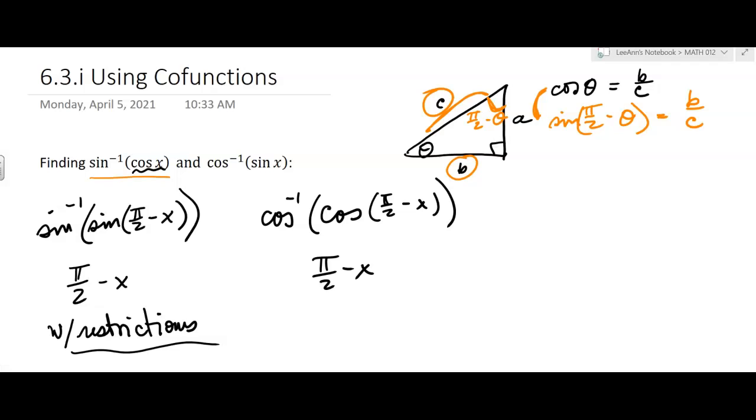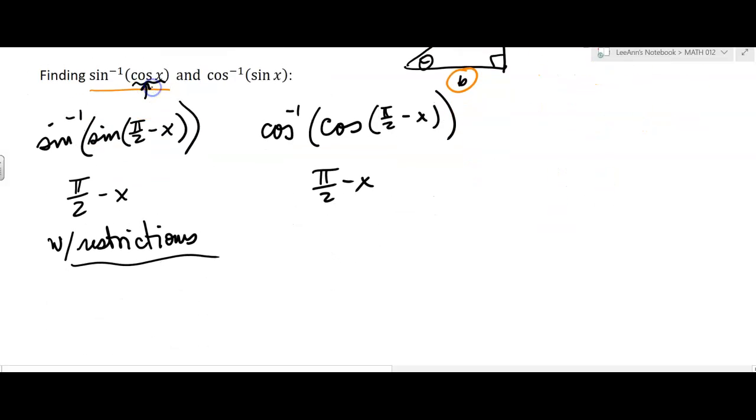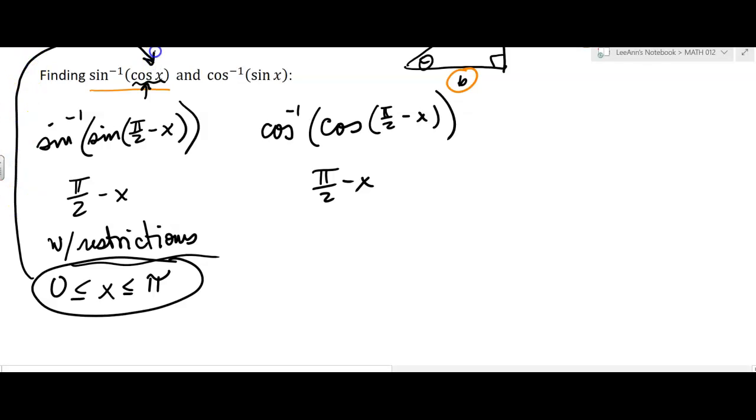Let me explain a little more on the restrictions. Let me scroll up. Okay, so for this first one, the cosine, x has to be between 0 and pi, because you were doing a cosine function for that one. Otherwise, this wouldn't be in the restriction for the original, okay? And then the other one, x is going to have to be between, you wanted a sine of x, so it's got to be between pi over 2 and negative pi over 2. Okay?